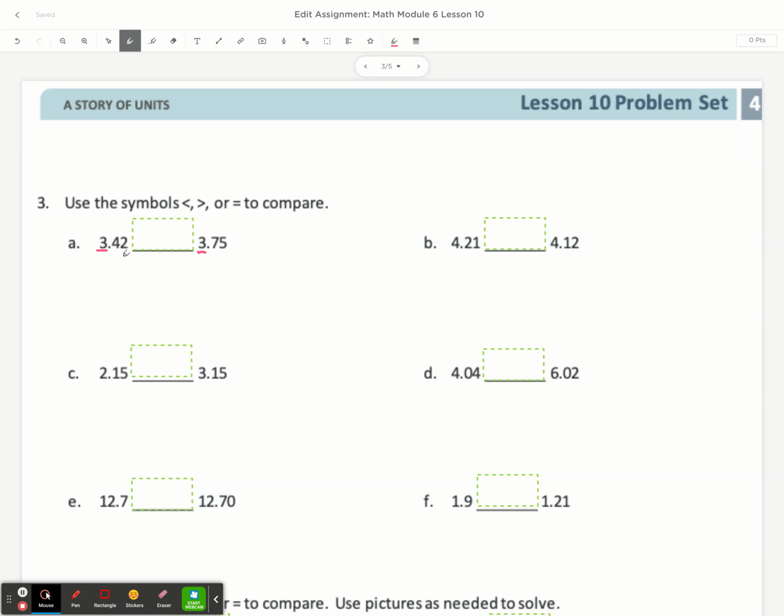So far they're equal, so we're going to move on to the next place value, which is the tenths place. Here we have a 4, here we have a 7, and we have different numbers, and I know that 7 is bigger than 4, so that means that 3.75 is the greater number.